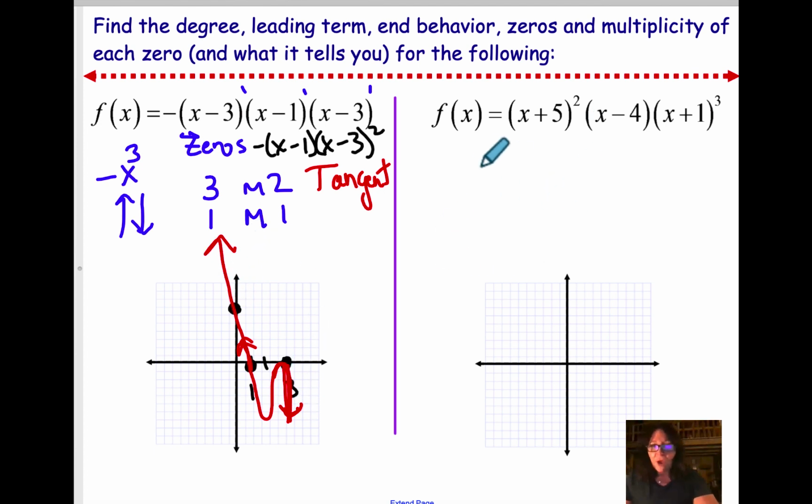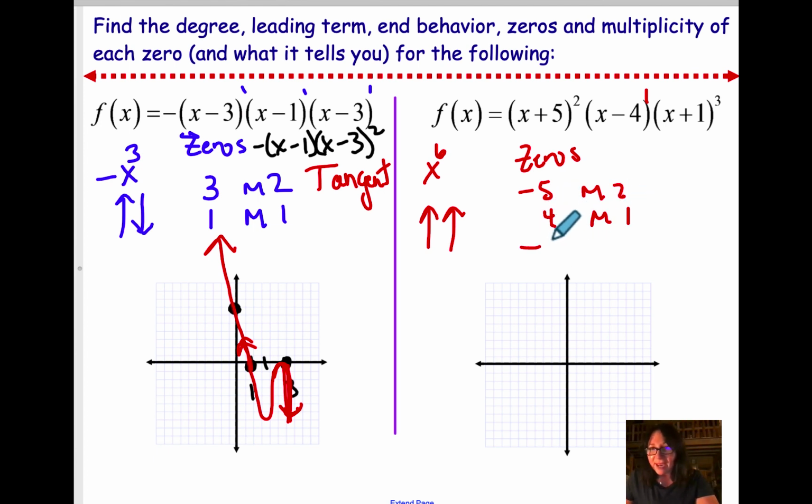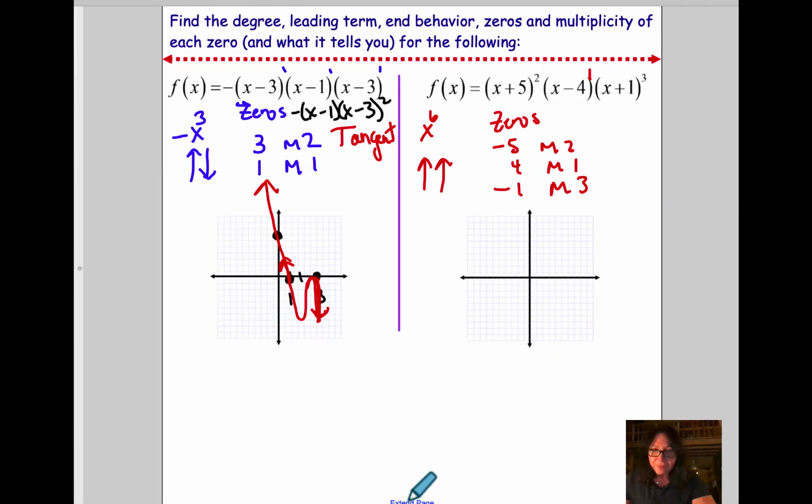And that's it. Let's see, did we do all those? Okay. For this one here, it's a power of 2, 3, 4, 5, 6. So it's x to the 6th power. It's positive. That means that my end behavior is up, up. My zeros are going to be, and I don't have any duplicates other than the ones that are shown, negative 5 with the multiplicity of 2, 4 with the multiplicity of 1, and negative 1 with the multiplicity of 3. So let's graph those.